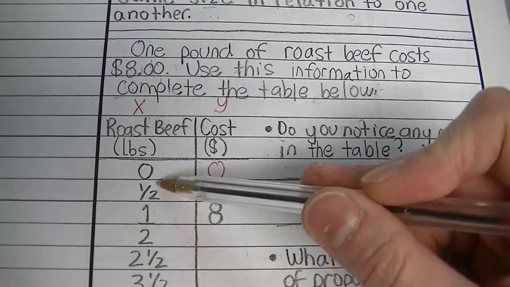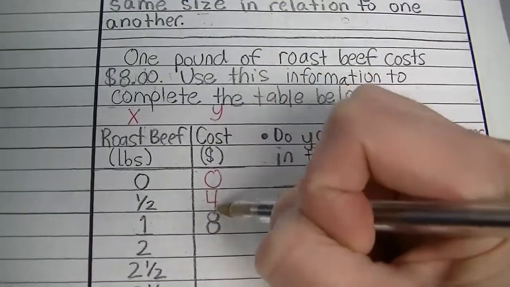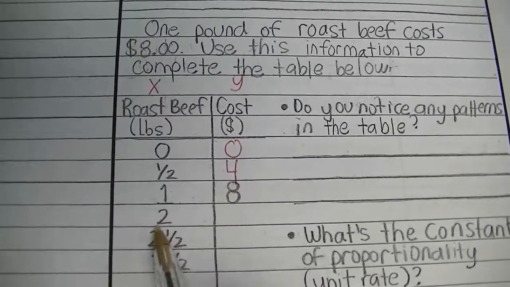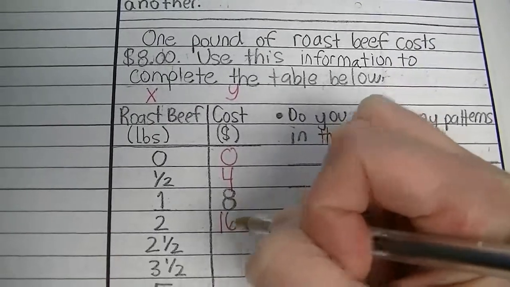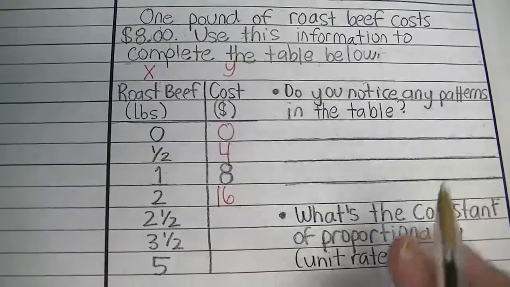So if I had half of a pound of roast beef, I would have to cut that in half and get the 4. Okay, because 1 pound cost $8, so half a pound would cost $4. 2 pounds of roast beef would cost $16 because I just doubled that. Okay? Then when you start dealing with the half units, it might get a little bit more tricky.